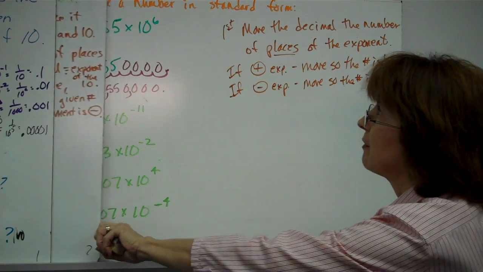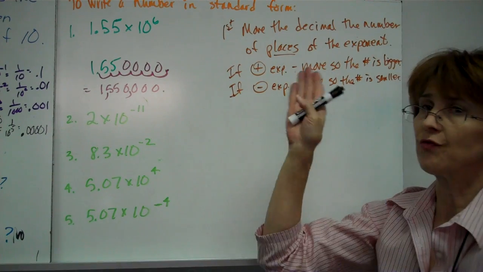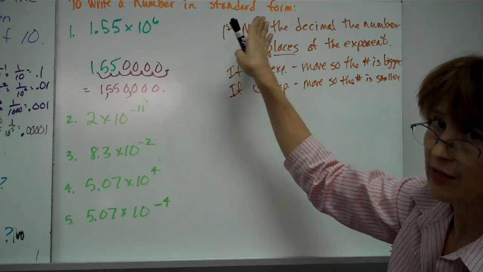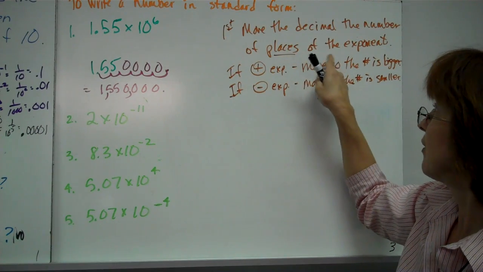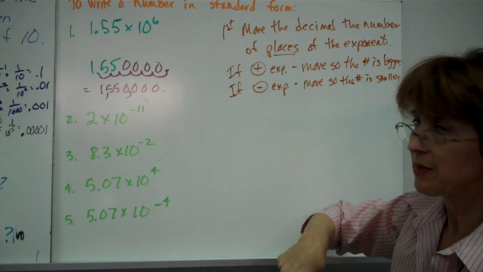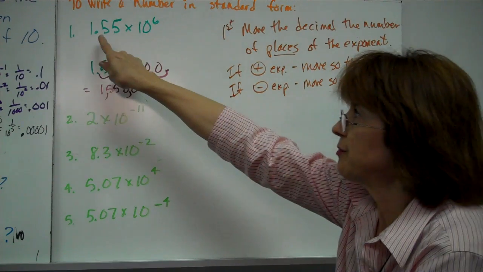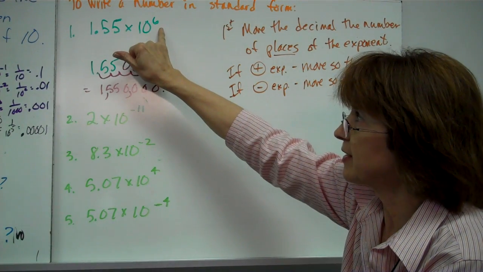All right, now we're going to rewrite the number from scientific notation to what we call standard form. Okay, this time you move the decimal the number of places of the exponent. I know it doesn't make total sense, but let's do some examples. Okay, so here's my decimal here. I've got to move it 6 places.